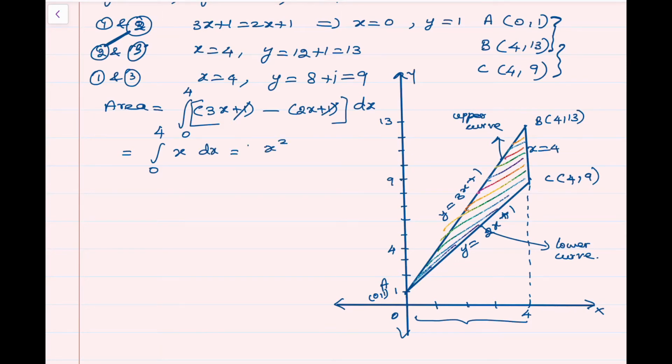Now, integral is half into x square, the limits are 0 to 4, half into upper limit is 4 square, which is 16, lower limit is 0 square. The answer is 8 square units. And using mensuration formula, you can calculate the area and check the answer.